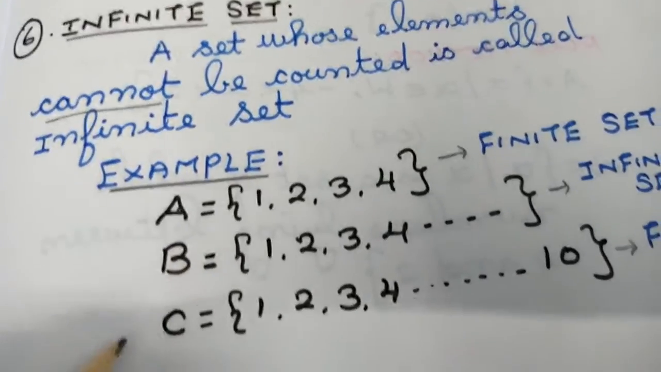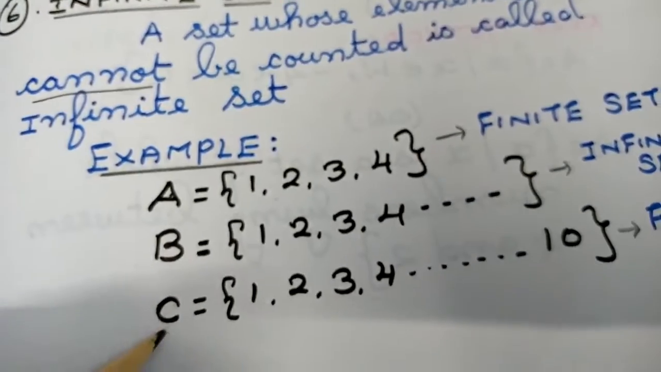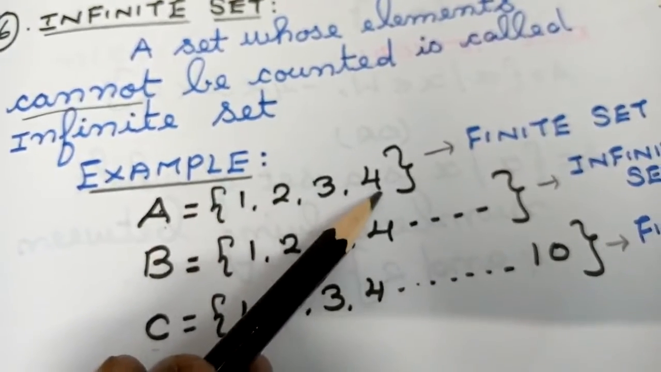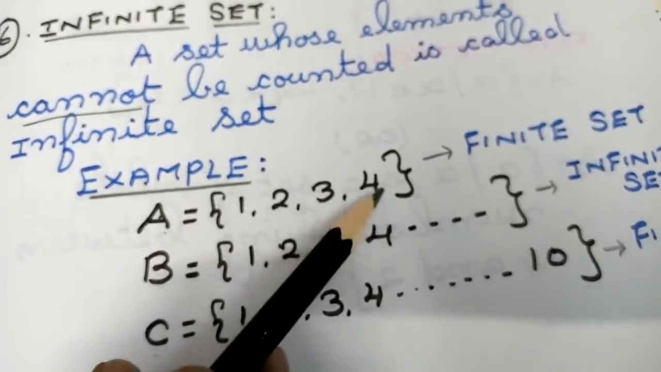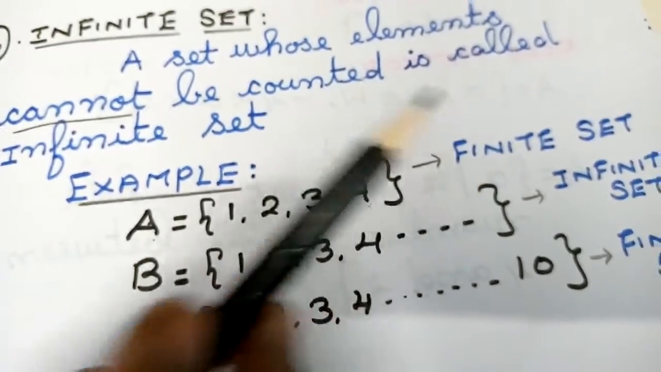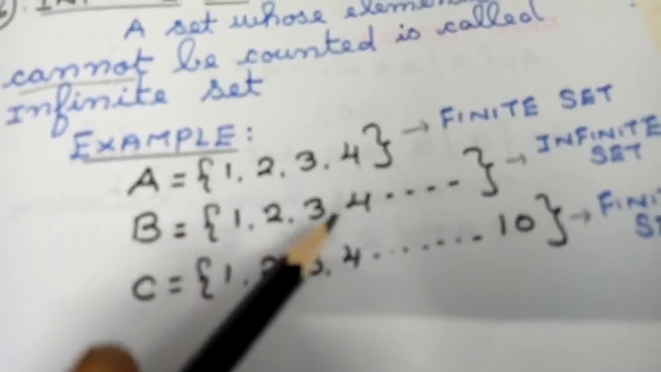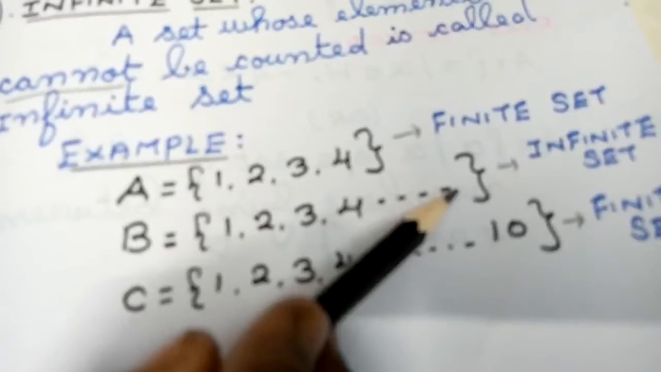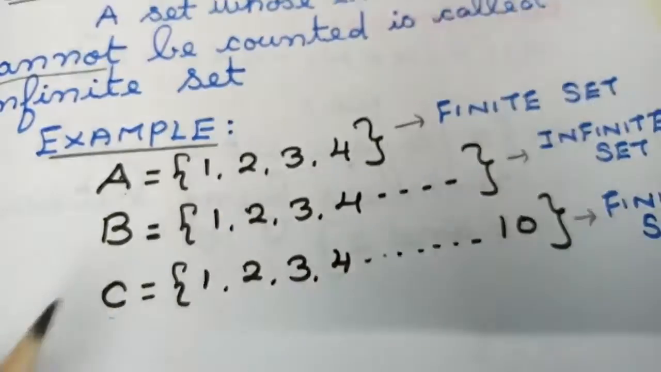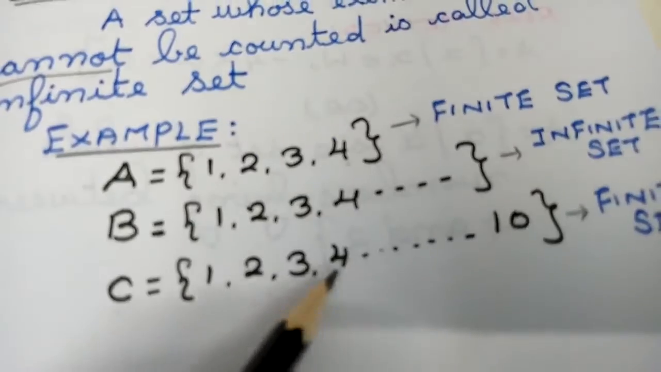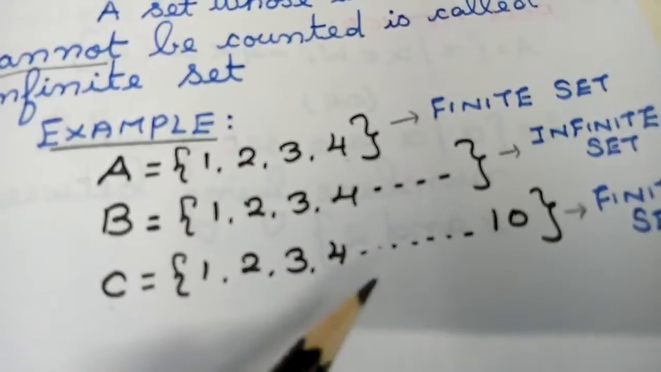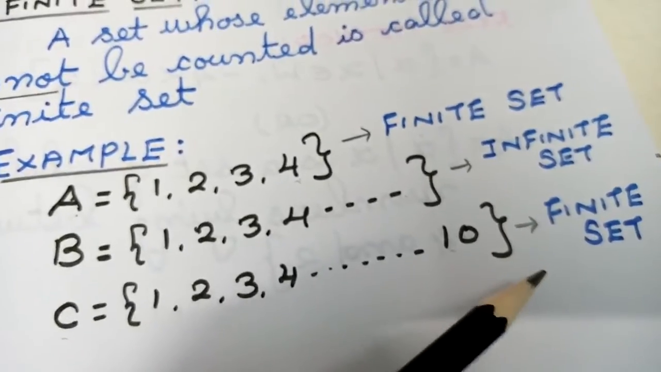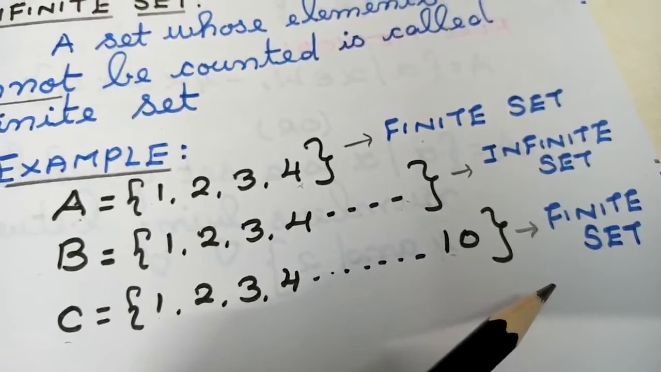I have taken 3 examples here: A, B and C. If you see A, it starts from 1 and the ending value is 4, so I can count the elements of this set. So this is called finite. Coming to B, 1, 2, 3, 4, and so on. I cannot count the number of elements, I cannot find the end. So it is called an infinite set. C starts from 1, 2, 3, and so on till 10, which means 5, 6, 7, 8, 9, 10. So this set is called a finite set. Based on these concepts, we are going to start with the exercise now, students.